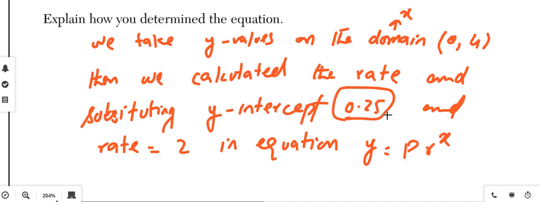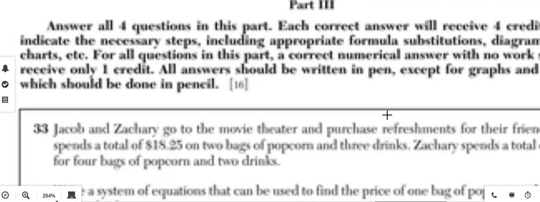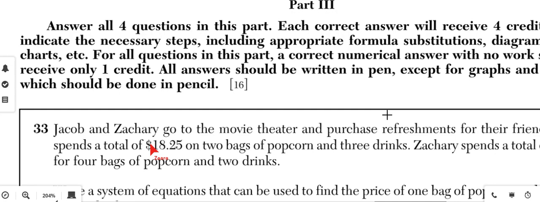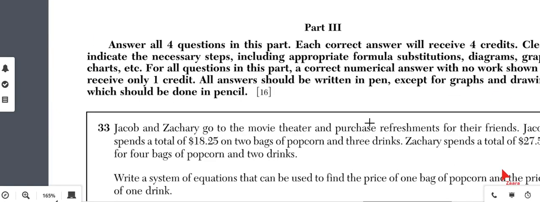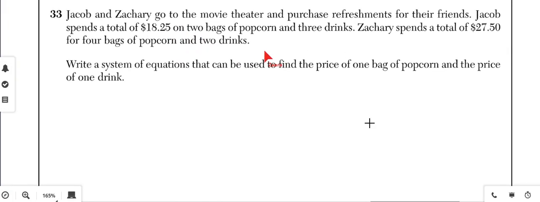So there are different methods. Some of them write it in the form of P times r raised to the power of x. I usually write it in the form of P times r raised to the power of x. Okay, let's move to the next one. Just adjust the size of this. Okay, look at this. Can you please read the question?